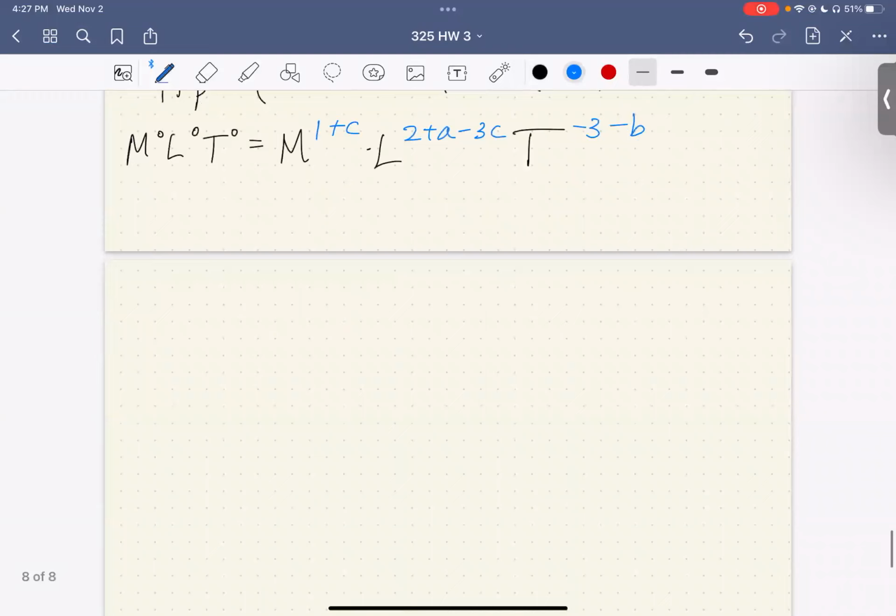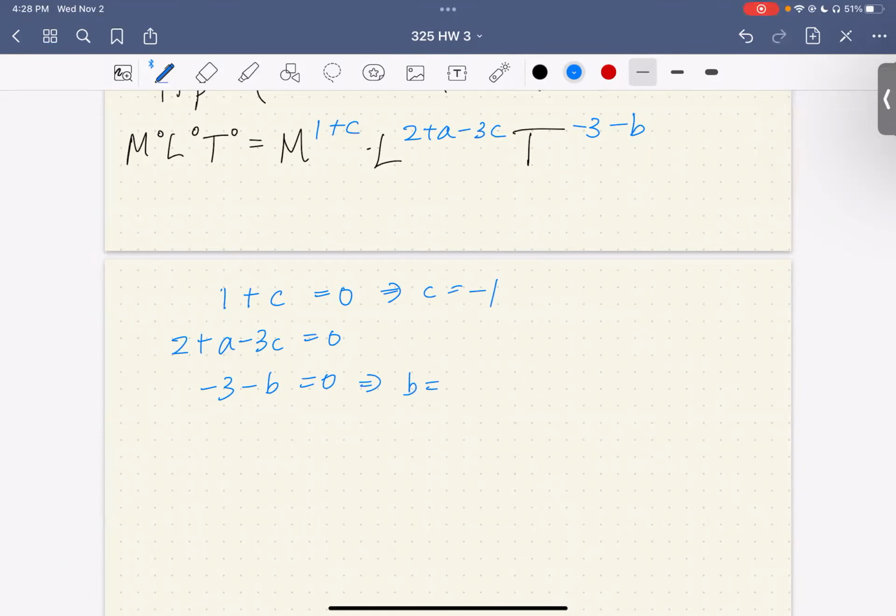I'm going to do this on the next page right here. We have 1 plus C equals 0. We have 2 plus A minus 3C equals 0. And we have minus 3 minus B equals 0. So right away, very easy. C is equal to negative 1. B is equal to negative 3. And now that means A is equal to 3C minus 2. That means A is equal to 3C is negative 3 minus 2. A is equal to negative 5.